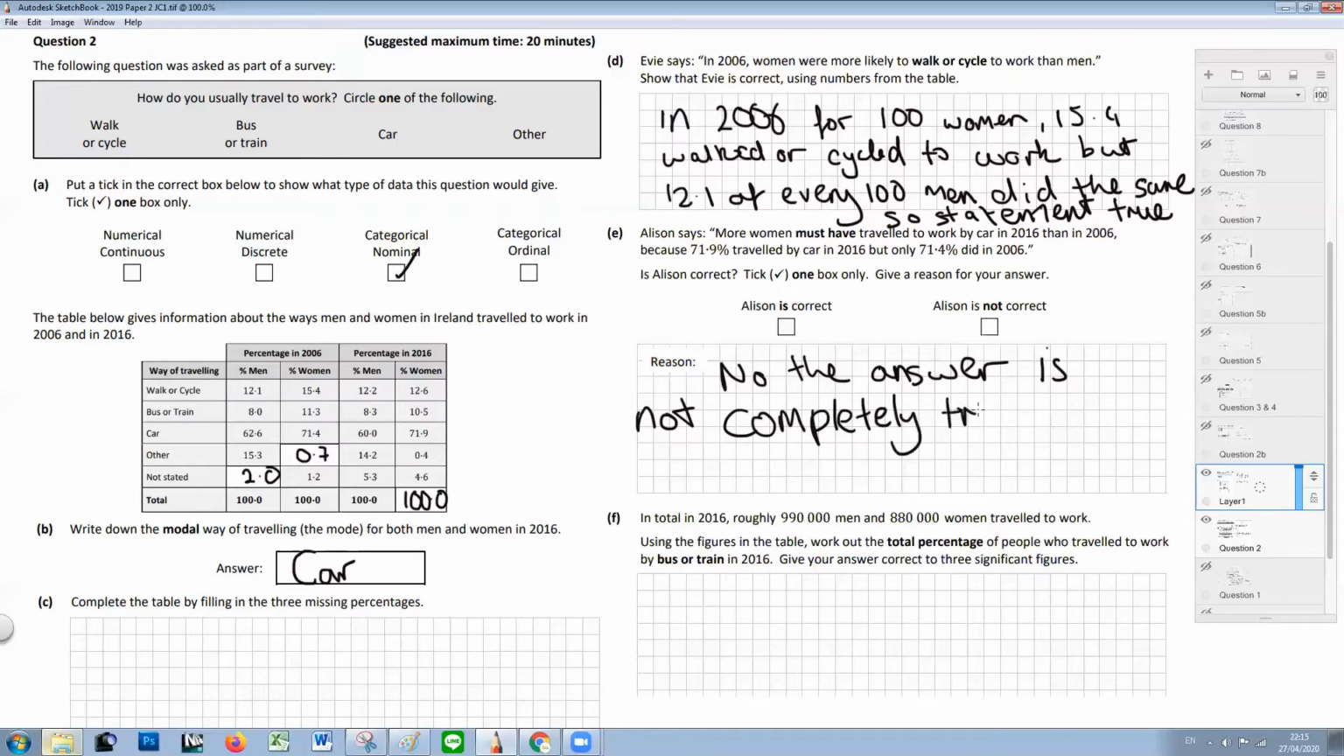Not necessarily true, as we don't know the full amount of women who travelled. Total number of women who travelled in either period.